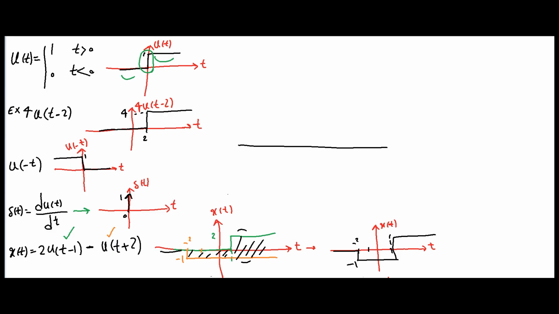Now the next point is this. Suppose they give you the signal y(t) in this form and ask you to write it in terms of the unit step. To do this, you start from the left, and at any time where you have a jump, you will definitely have a unit step.